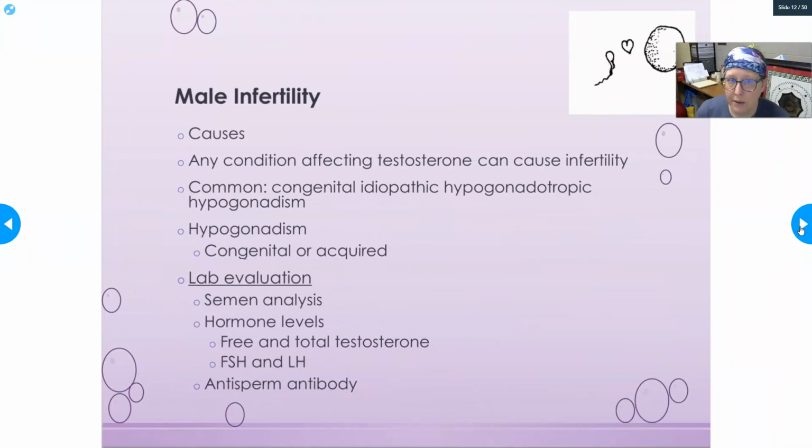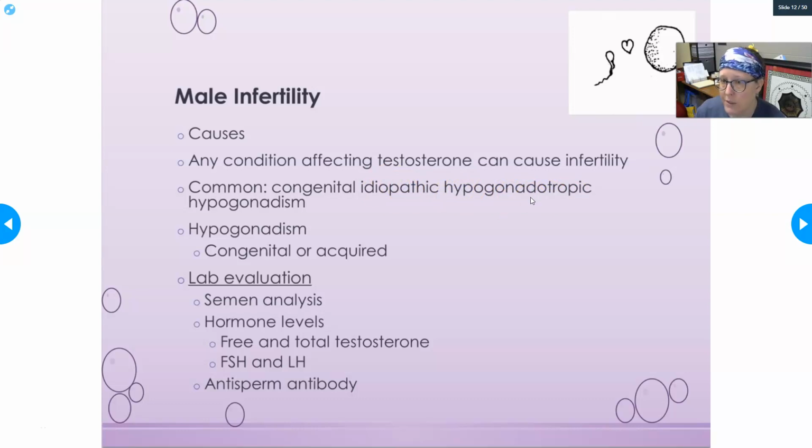So let's start with male infertility, even though in our case the guy was normal. So basically there are several causes. Any condition that can affect testosterone levels in a male can cause infertility, meaning if they don't have enough testosterone, there's not going to be enough for it to combine and work with FSH to cause spermatogenesis, to create sperm. A common cause of male infertility is going to be congenital idiopathic hypogonadotropic hypogonadism, meaning they're born with it, we don't know what causes it, and the gonadotropic hormones are low.